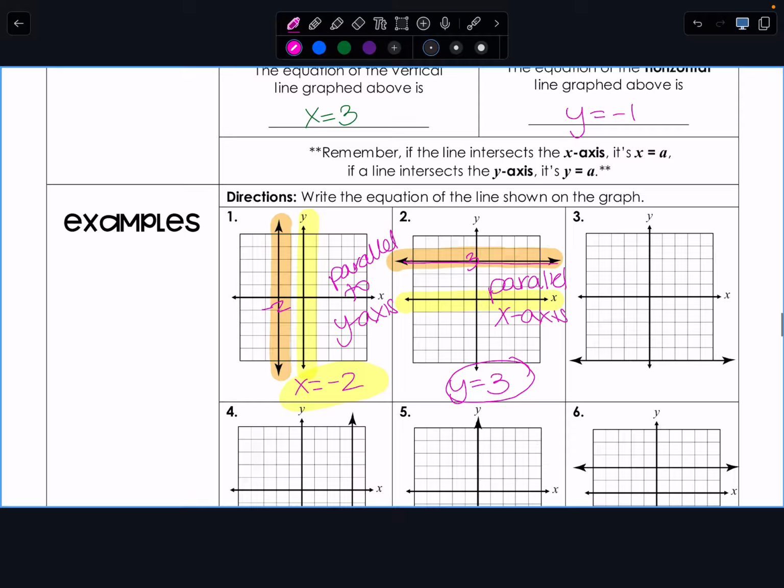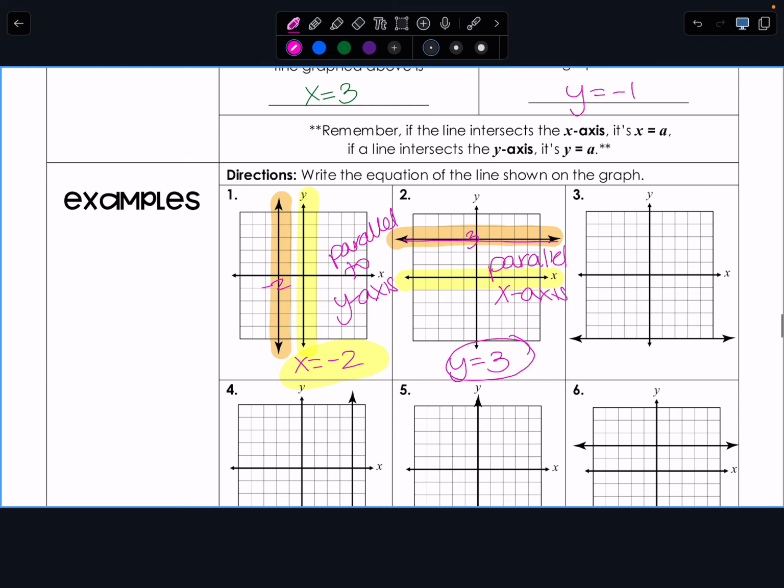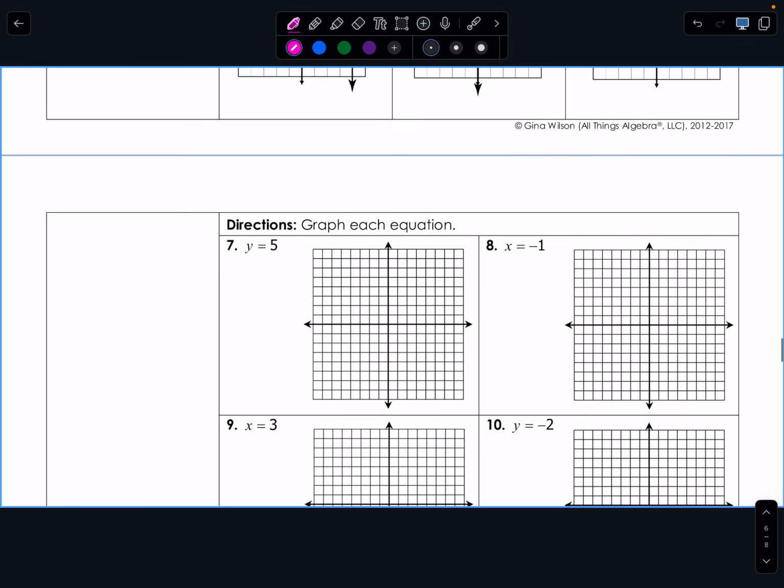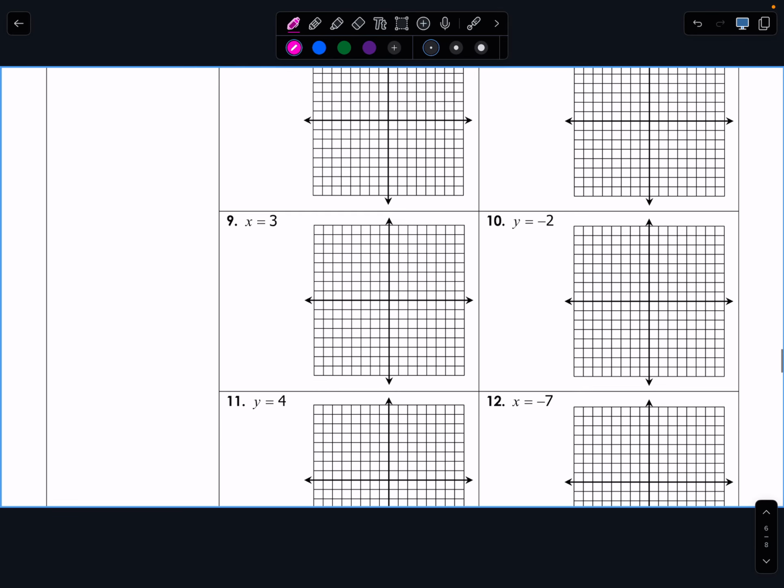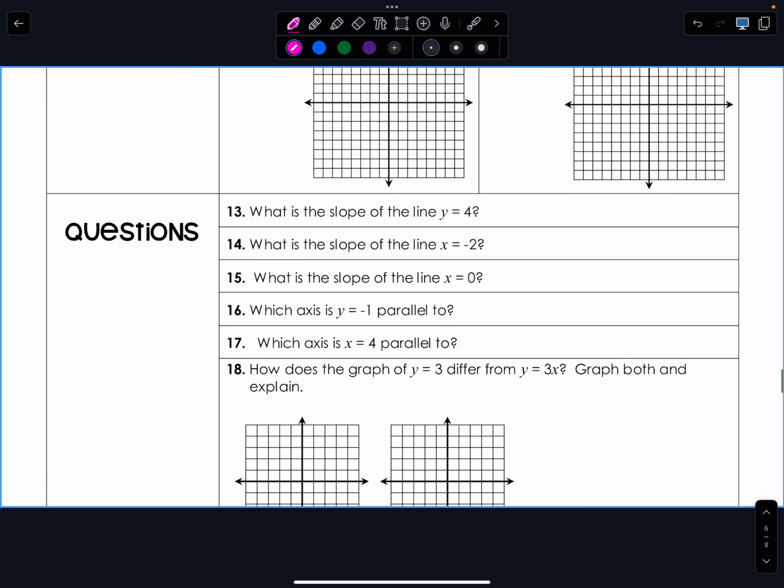Questions that you guys have about vertical and horizontal lines? So, all the way over here, what's the slope of the line y equals 4? We just said is 0. Any x equals equation, the slope is undefined. So again, undefined for x equals 0. Any equation that's a y equals equation is parallel to the x-axis.